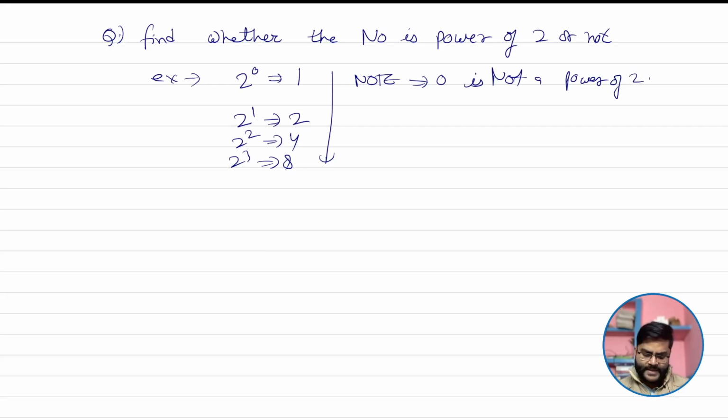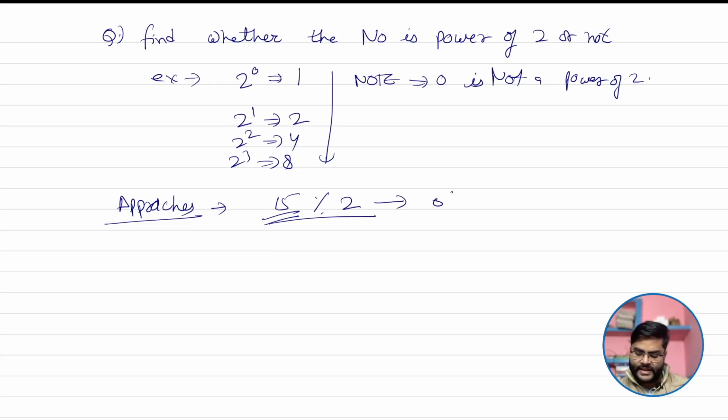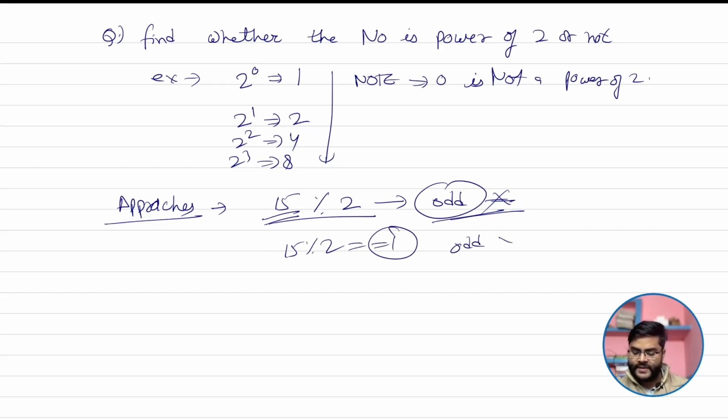Now, what can be a basic approach? My basic approach is, what if I keep checking the remainder and dividing the number? Let's say we have 15. First take mod 2. Why am I taking mod 2? Because if it is a power of 2, it cannot be odd. So anytime you find an odd number, it will not be a power of 2, and we will directly return. 15 mod 2 is 1, so it is odd. We can directly return 0, which means it is not a power of 2.